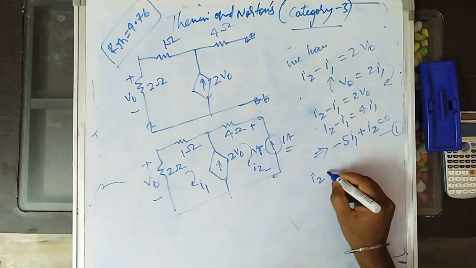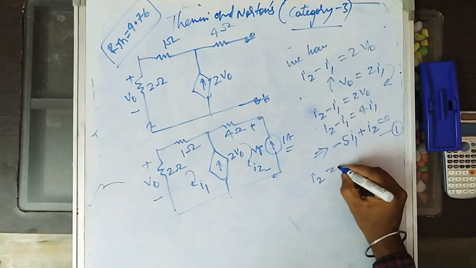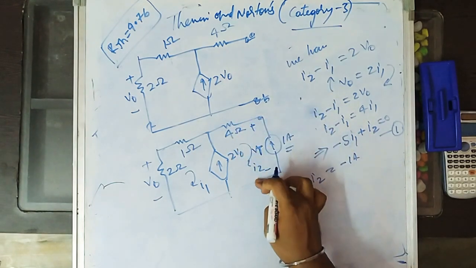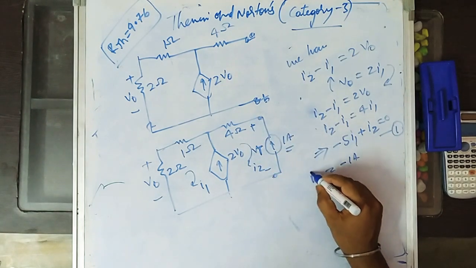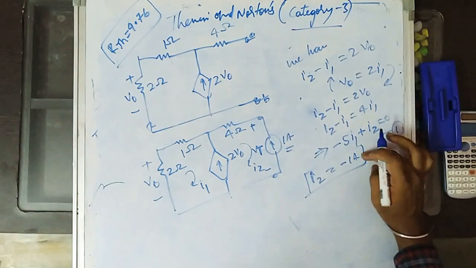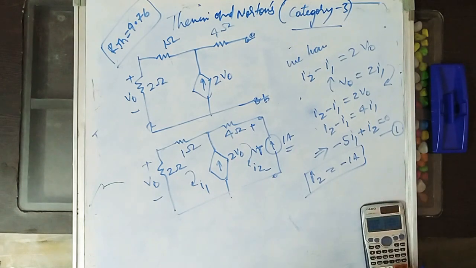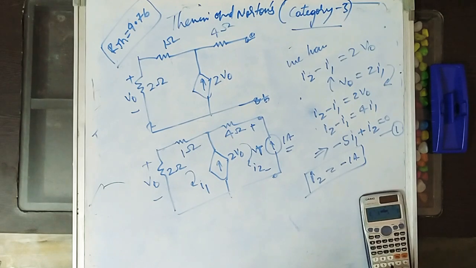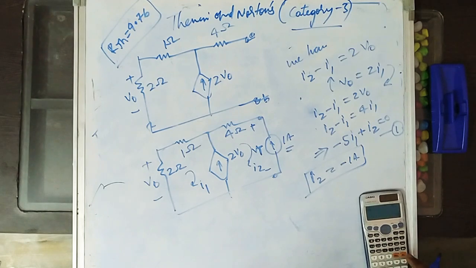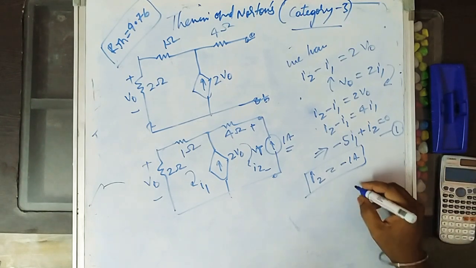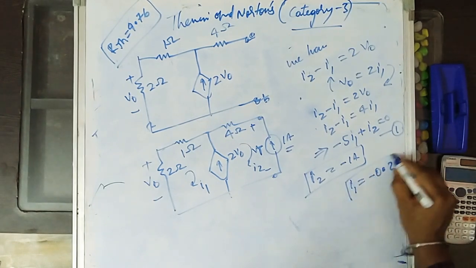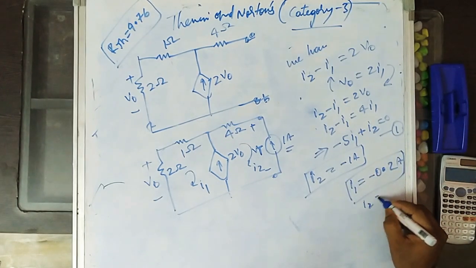From loop 2 you have a current source here. So I2 equal to what? Minus 1 amp. Since current is flowing like this, and we take the I2 loop current in this direction, it is the opposite direction. I2 equal to minus 1. Solving 1 and 2, minus 5, 1, 0, 0, 1, minus 1. So you have I1 equal to minus 0.2 amps. So I2 equal to minus 1 amp.